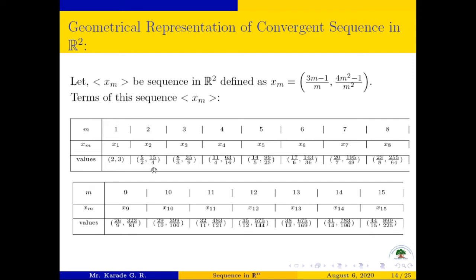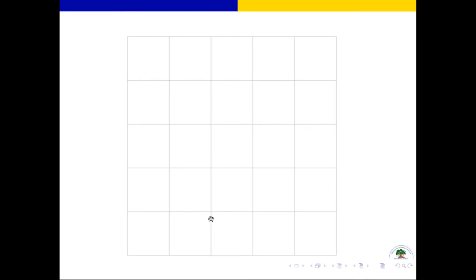So see here, all these points I have plotted on the R2 plane, and we observe the behavior of that sequence. So this is our x-axis, y-axis, R2 plane, and we plot all the terms, the first 15 points of that sequence xm. The first point is here (2, 3), the second point means the second term, then the third term, fourth term, fifth, sixth, seventh, eighth.